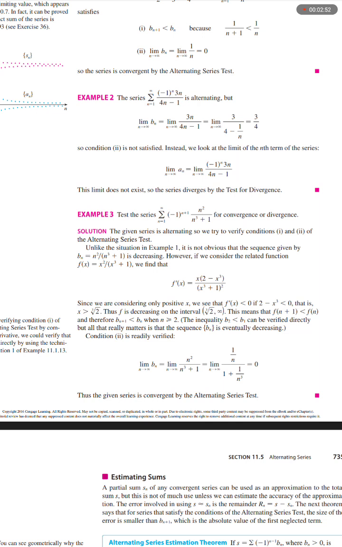Instead, we look at the limit of the nth term of the series. The limit as n approaches infinity of a sub n equals the limit as n approaches infinity of (-1)^n times 3n over 4n minus 1. This limit does not exist, so the series diverges by the test for divergence.